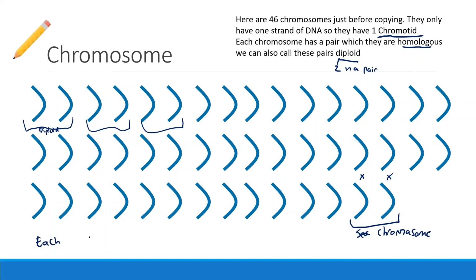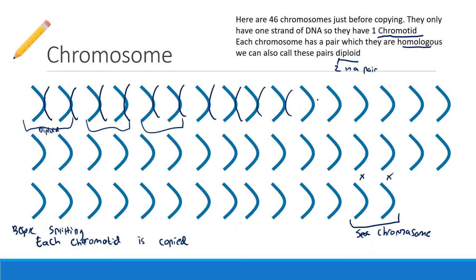Each chromatid is copied before splitting. So when each chromatid is copied, each one of these halves makes a copy of itself. And I'm actually going to do this for all of these, just so that we can get an idea.